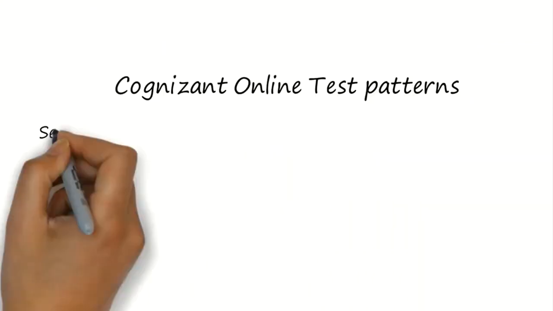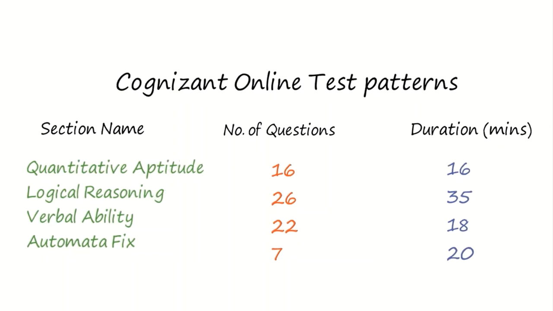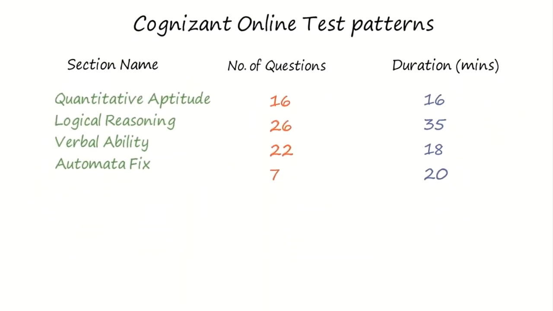Here is the CTS online test sectional details. As you can see, 1 minute is allotted to answer each of the quantitative aptitude questions, around 1 minute 20 seconds to answer each of the logical reasoning questions, less than a minute to answer verbal ability questions, and almost 3 minutes to answer each automata fix questions.